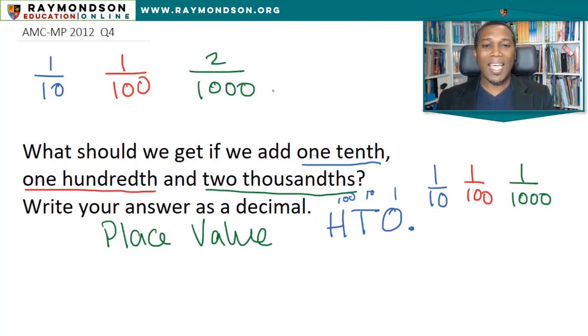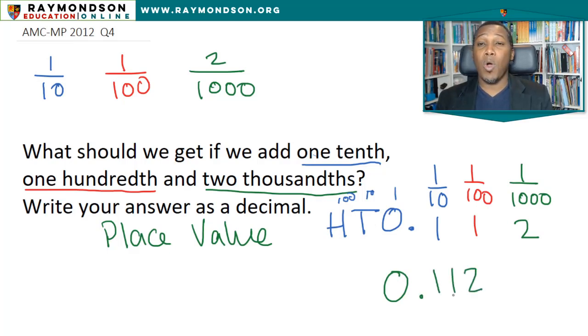So in this case, I have 1/10, so that's a 1. I have 1/100th, so that's another 1 in the hundredths column. And then I have 2/1000ths, so I have a 2 in the thousandths column. So write your answer as a decimal. That's your decimal there. Do I have any hundreds, tens, and ones? No. So that's a big fat 0. And then I have 1, 1, 2: 0.112.